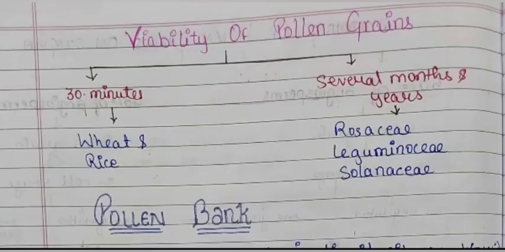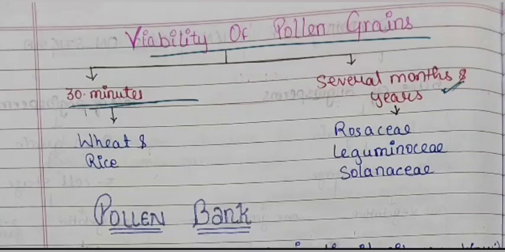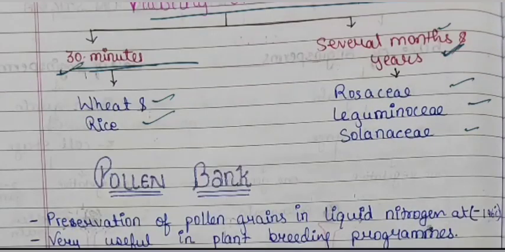Now if we talk about the viability of a pollen grain, it can be from 30 minutes to even several months and years, right? For example, in the case of wheat and rye, its viability is just 30 minutes, and in families such as Rosaceae, Leguminosae and Solanaceae, it can remain viable for several months and several years. Now pollen grains can be stored in liquid nitrogen at minus 196 degrees Celsius. It is very useful in plant breeding programs.